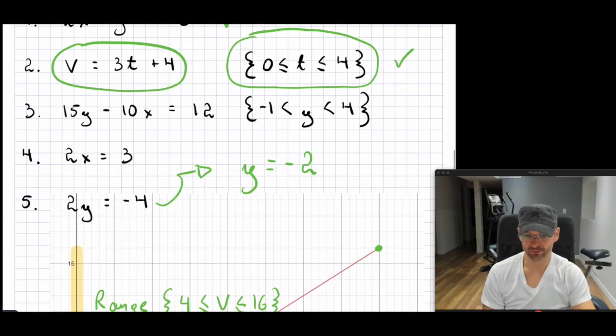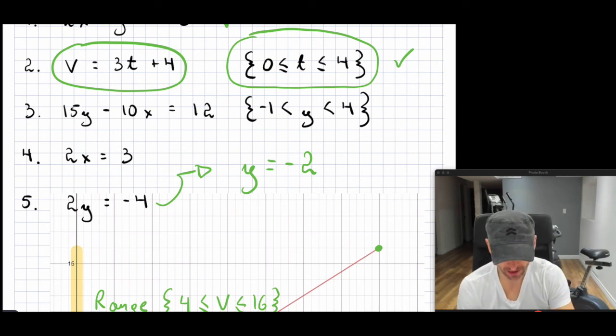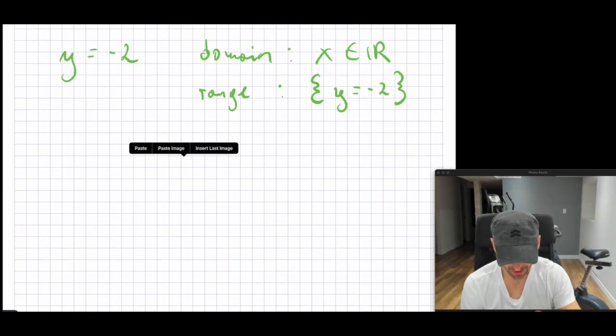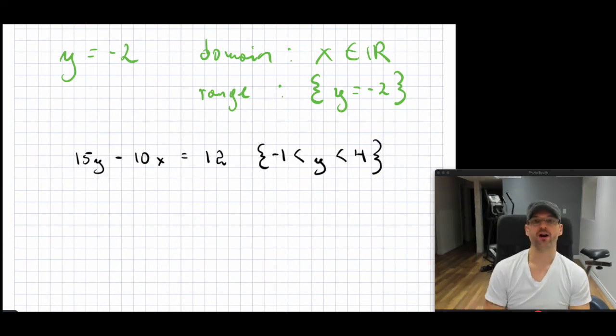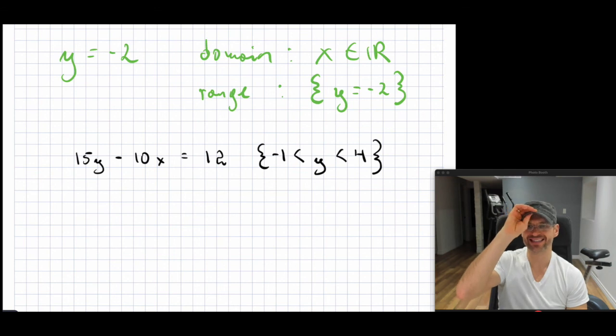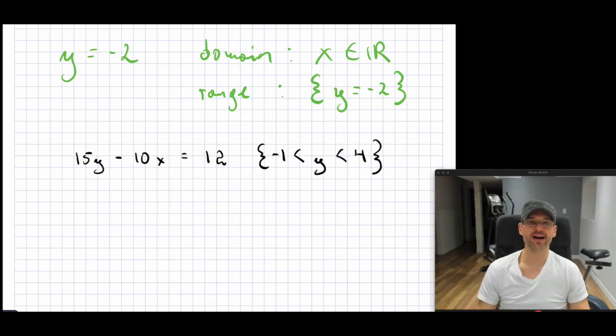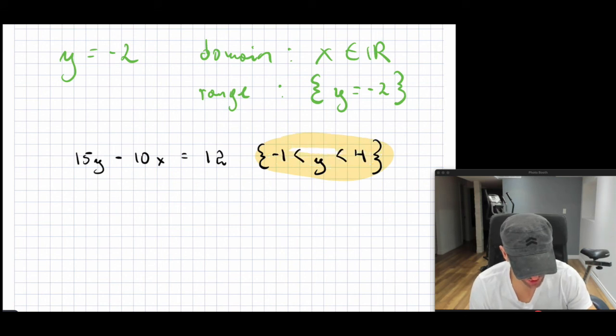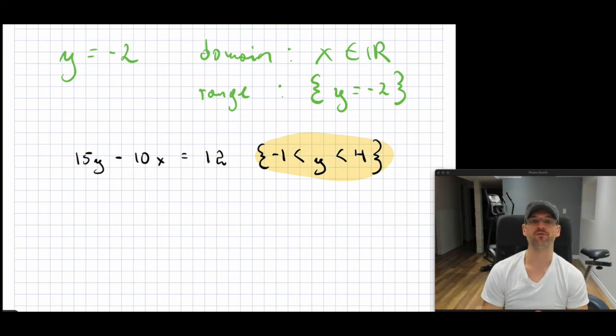Here's the last example, number 3, so this one that we have. Now this one has a restriction, so I'm going to copy it, bring it down, and paste it. This is another line. It's not necessarily in standard form, notice the y is on the left hand side. So 15y minus 10x is equal to 12. Can we graph it? Of course we can. Notice we have a restriction on the range, on the y, which is on the output. So we're being restricted between -1 and 4.